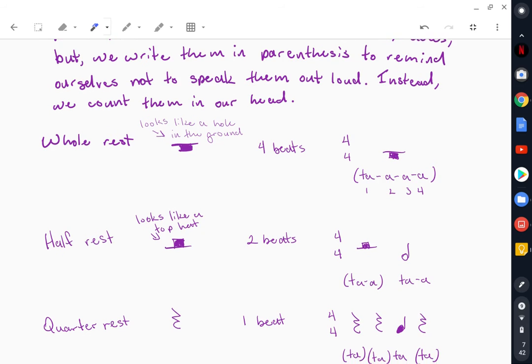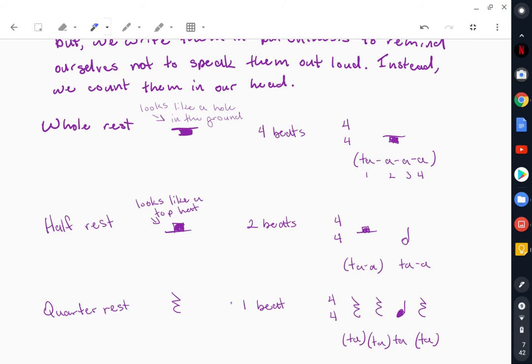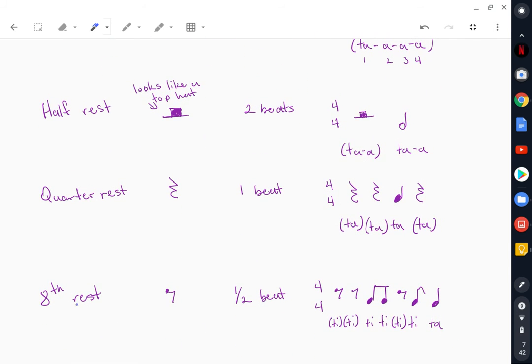If we move down to our quarter rest, again, this is the little zigzag looking one. Remember that it's only 1 beat, and every time we have a quarter rest, we have ta in parentheses. So this one is ta. And then here we've got our eighth rest. So this is the one that looks like the little 7. It's only half of a beat. And when we look at it in music, this is what it'll look like. So you'll have your ta's in parentheses, you have your ta notes that aren't in parentheses, etc.